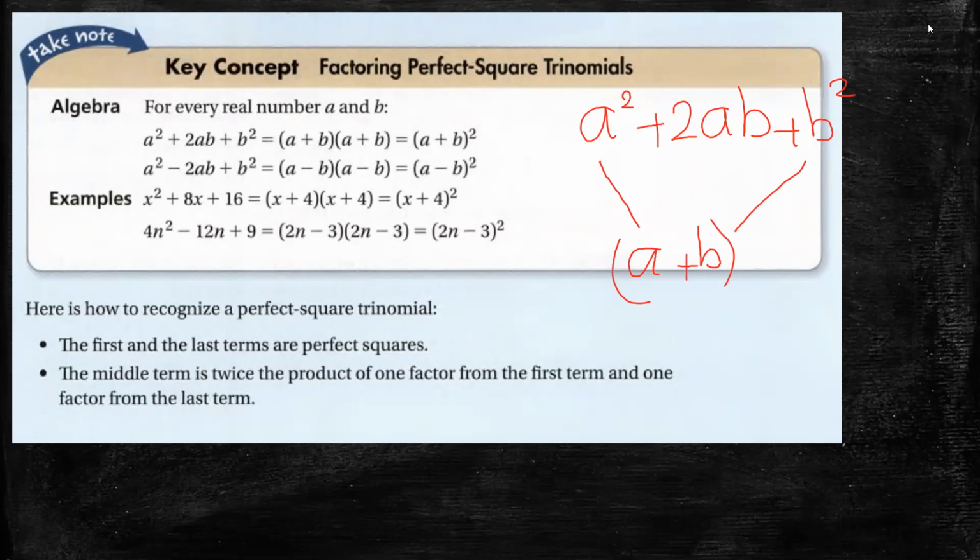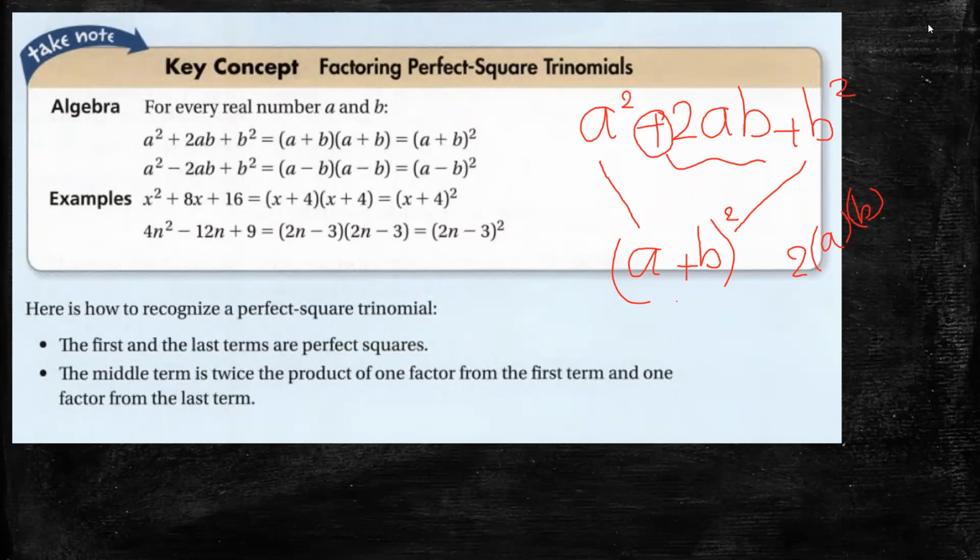Since here I have A squared, I will take one of them, which is A, and B squared, I will take B. I will put them in one bracket since the sign here is a plus. Then the second step, I will check it. I ask myself, if I multiply 2 times A times B, did I get this term here? If it is yes, then I factorized them correctly. If it is no, I will say it cannot be factorized in this way. It's not a perfect square trinomial.